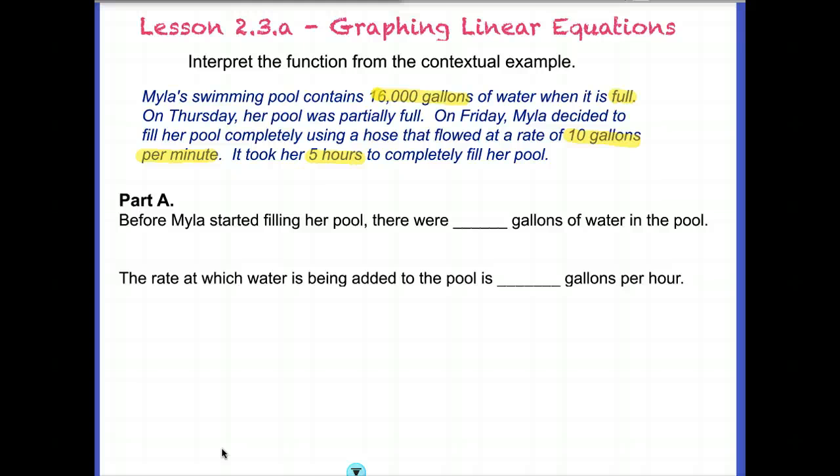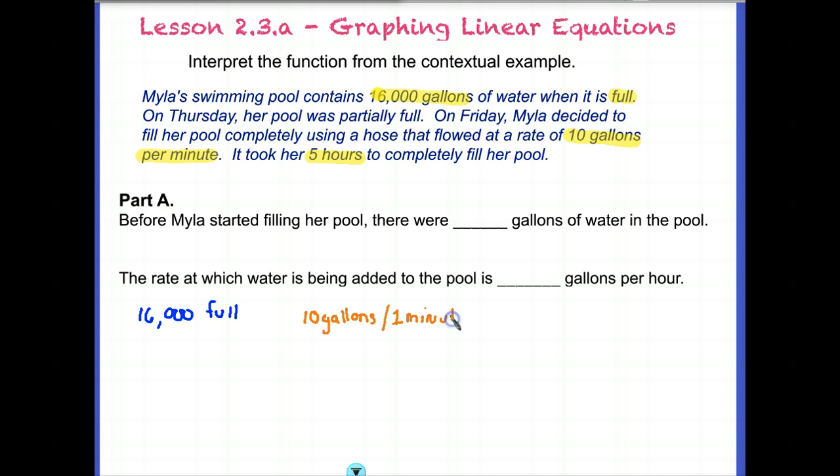Well, we know that 16,000 gallons is what it holds when it's full, so we can start by writing that information down. So we have 16,000 gallons when the pool is full. But what we want to know is how many gallons were in the pool when it was partially full. Some other information we have is that it flows at a rate of 10 gallons per minute. Okay, so let's write that down. So we have 10 gallons per 1 minute.